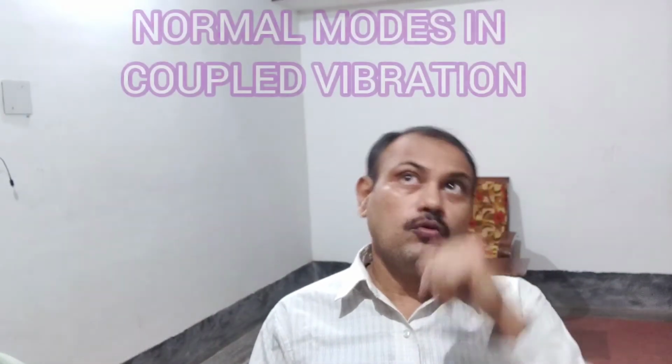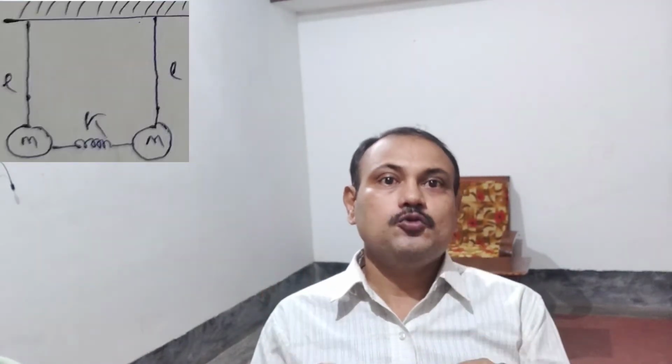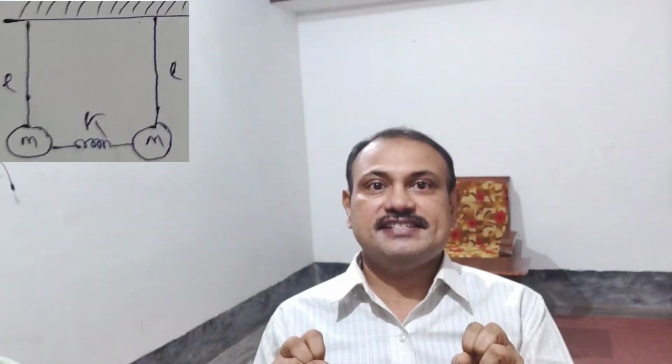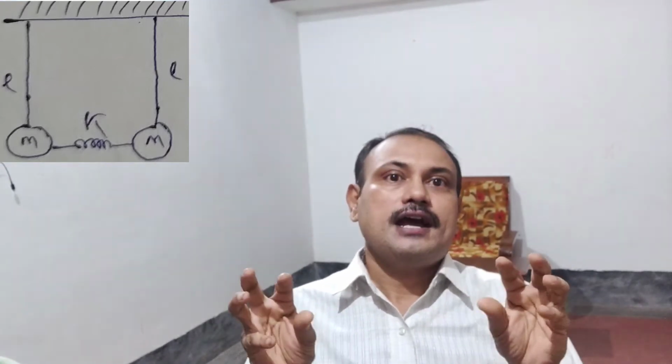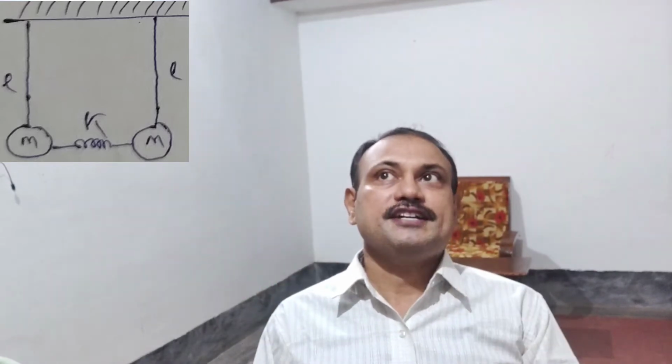Well, let us discuss the normal modes in coupled vibrations. We have already discussed the case of free, forced and damped vibrations, and this is a case where the system is coupled, and we will consider, as shown in the figure, two bobs, which is the simplest case. We will take two identical bobs, exactly the same masses, coupled with a spring in between them and suspended from a rigid support.